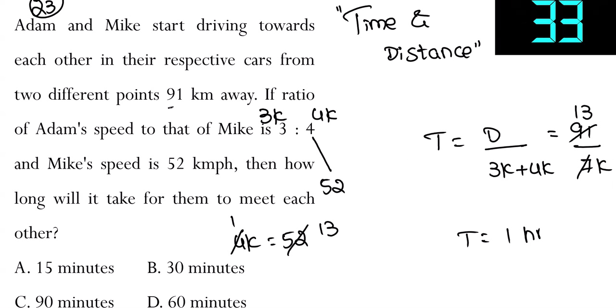This is kilometers, this is kilometer per hour, right? So timing will be hours. I can say 60 minutes. In opposite direction, speeds are added. Distance between them is 91. Right, so answer should be 13 divided by K. Here I got K value 13 anyhow because Mike's speed is given.